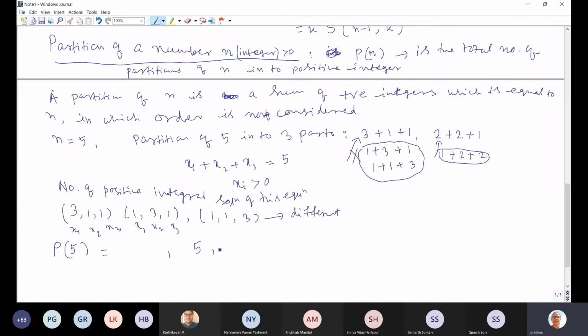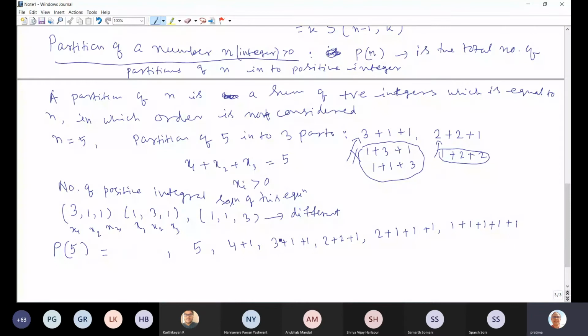So 5 is 1 part, the partition of 5 into 1 part only. That is 5. Into 2 parts, you get 4 plus 1. Into 3 parts, I have already written here, 3 plus 1 plus 1 and 2 plus 2 plus 1. Then into 4 parts, that means 2 plus 1 plus 1 plus 1. And into 5 parts, each part is equal to 1. So these are all the partitions of the number 5 that we get.